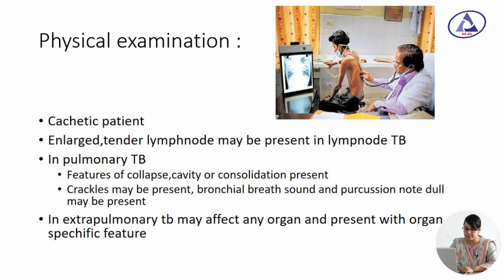Physical examination. Cachectic patient; enlarged tender lymph node may be present in lymph node TB. In pulmonary TB, features of collapse, cavity or consolidation may be present. Crackles may be present, bronchial breath sound and percussion note will be dull. Extrapulmonary TB may affect any organ and present with organ-specific features.